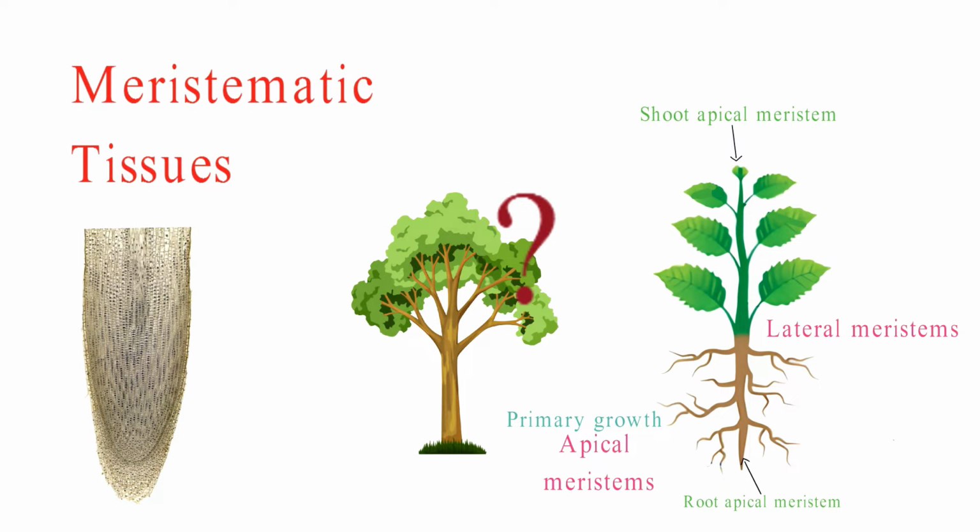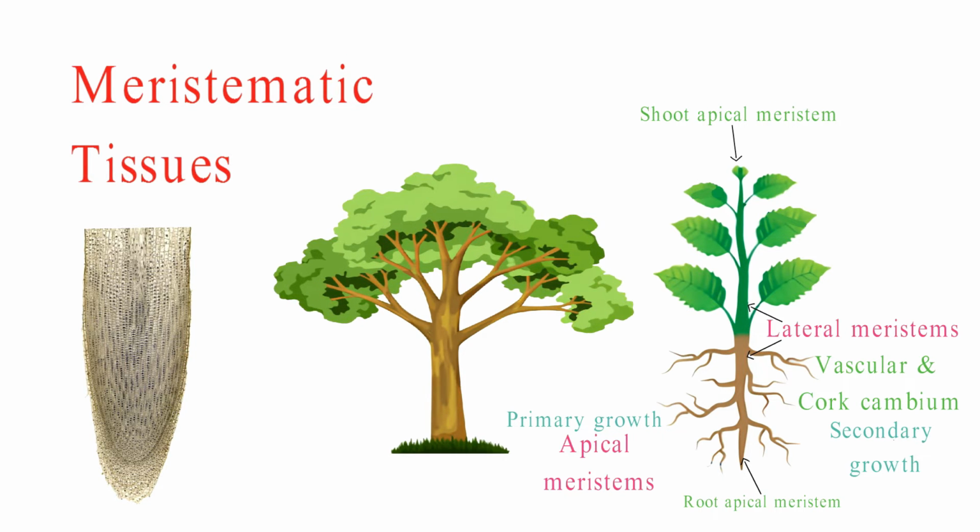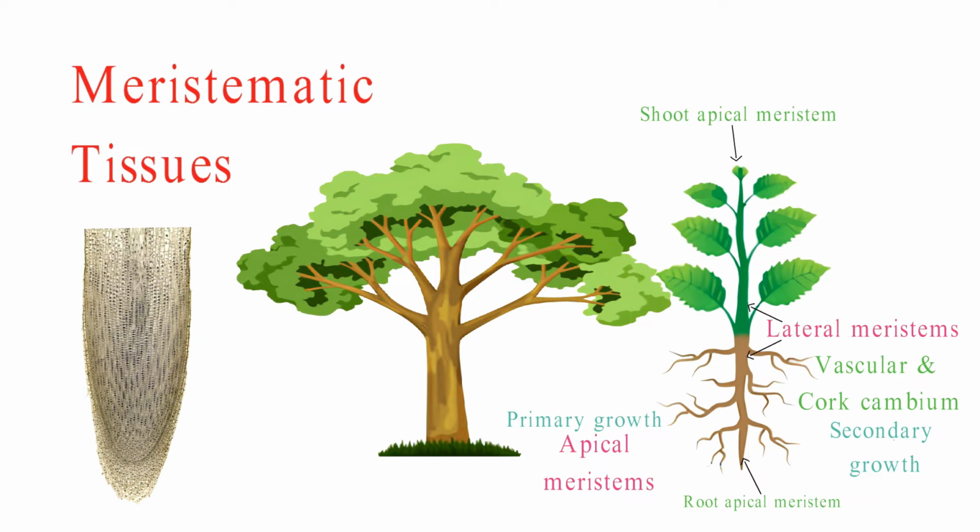Meanwhile, lateral meristems, such as the vascular cambium and cork cambium, reside along the sides of stems and roots, driving secondary growth. But how do these lateral meristems work their magic? Get this: lateral meristems make plants bulk up. They're the reason why trees can grow wider year after year.